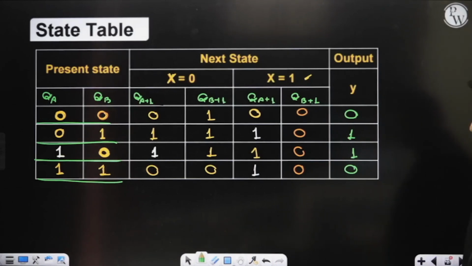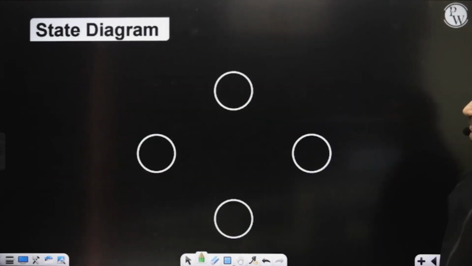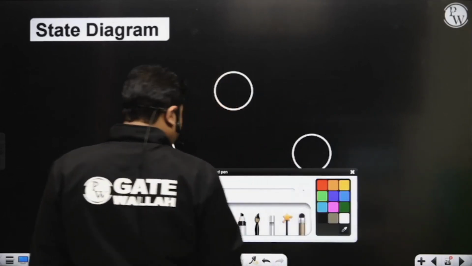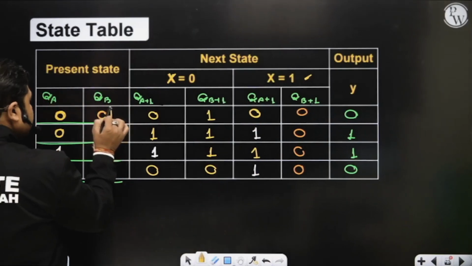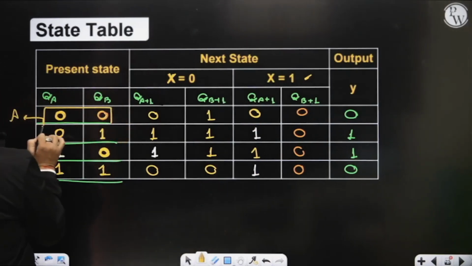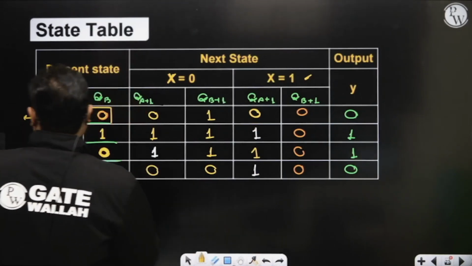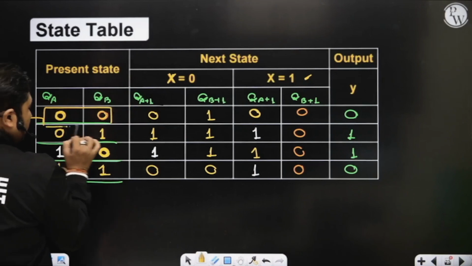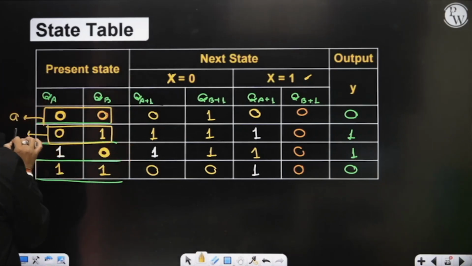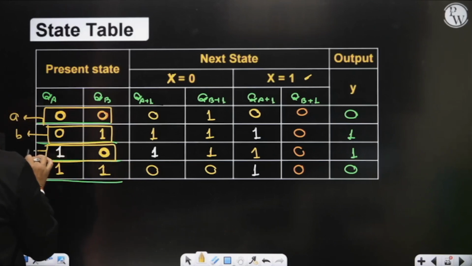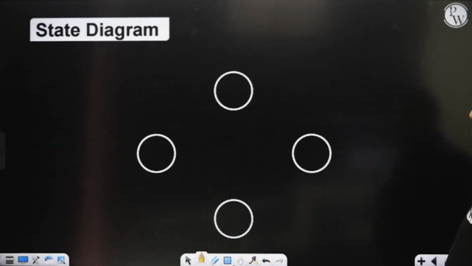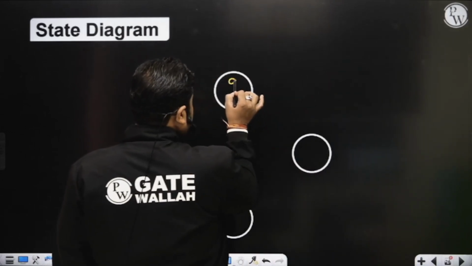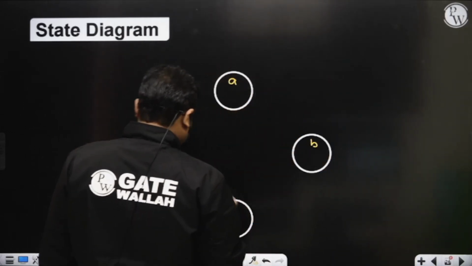Next is the state diagram. Very easy. Now please observe how to draw the state diagram. We have a total of 4 states. I am going to give names to these states. Let 0, 0 be the state a. Instead of capital A, I am writing small a, b, c, d, because A appears two times, so you may get confused. This is your state b, this is your state c, and this is your state d. You can represent it in a state format like a, b, c, d.